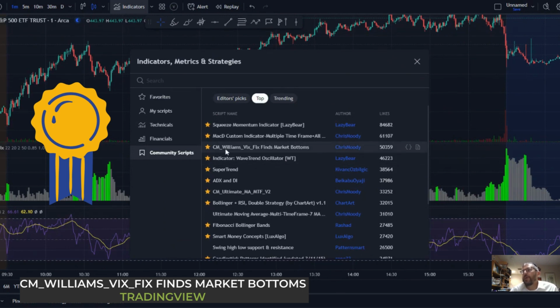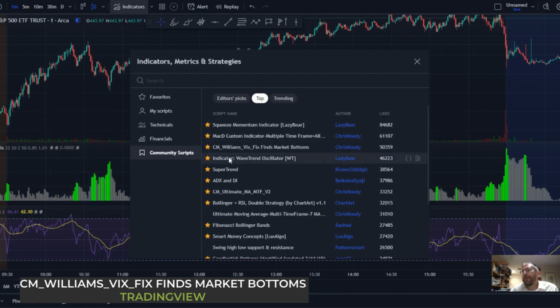And the one we're talking about today is actually number 3, made by a man named Chris Moody, and it has almost 50,000 likes, not so far away from the Squeeze Momentum indicator, one of the most popular ones, which has 84,000 likes. So you just go over there and look for CM Vix Fix, or you could also simply go to the search bar and type in "finds market bottoms", and you can find this indicator.